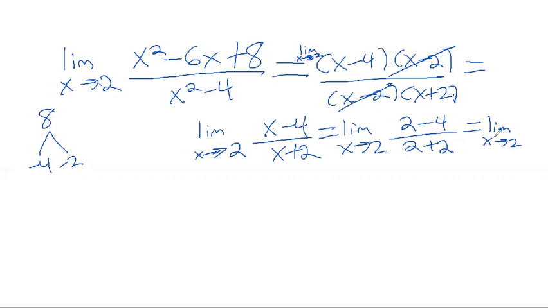That's going to wind up giving me, well, 2 minus 4 is -2. So we have -2 over 2 plus 2, which is 4. So then -2 divided by 4 is just -1/2. So the limit as x approaches 2 for this function is just -1/2.